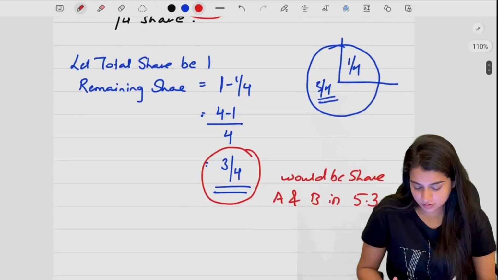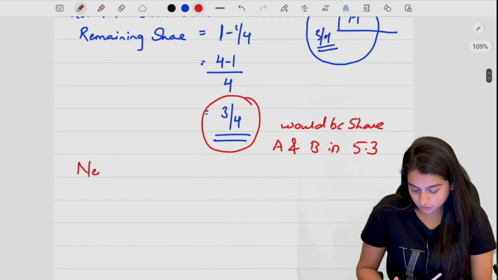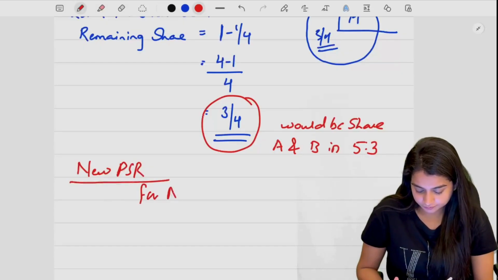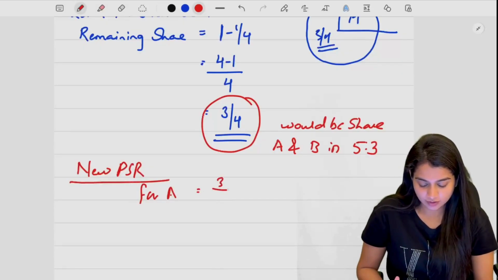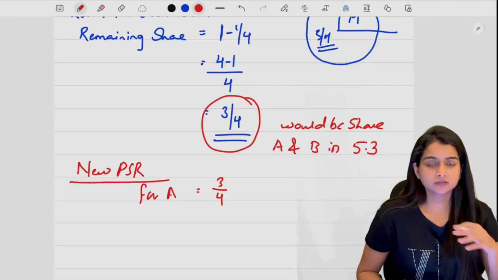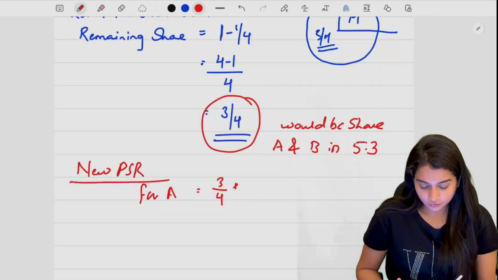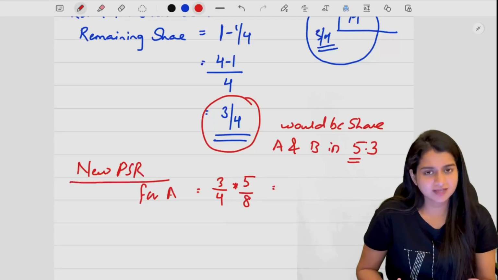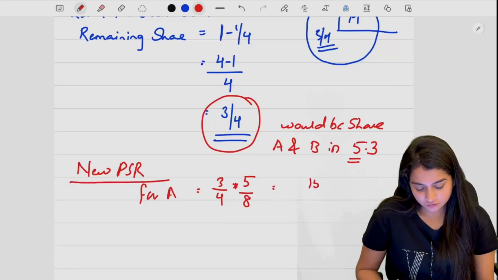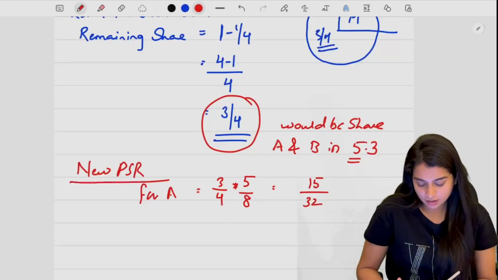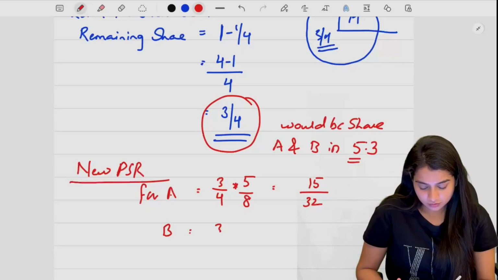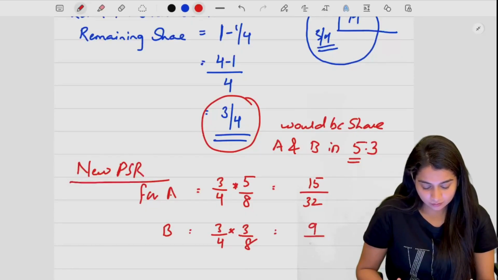In 5:3. That means if I have to calculate the new PSR for A, what will I do? I'll take this 3/4, that is the remaining share, into 5 divided by 8, which I'll just multiply. 3 into 5 is 15 upon 4 into 8 is 32. This is what I got for A. Do the same thing for B. 3/4 into 3/8, which is 9/32.